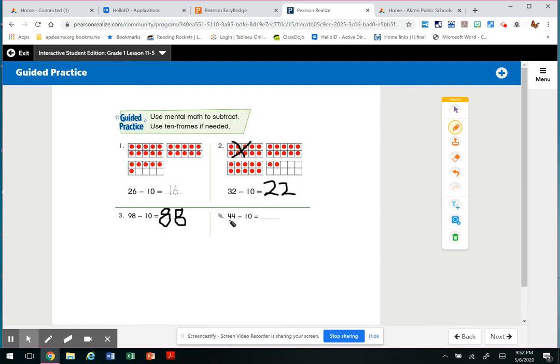We look at the digit right here in the tens column. So we have 44 take away 10. We know that that 4 is going to decrease by 1. So 1 less than 4 is 3.